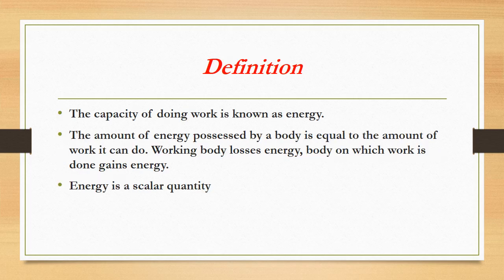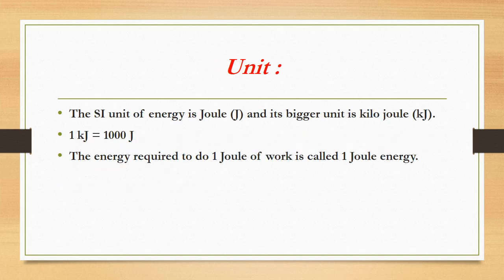Let's move to the definition, or how we can define energy. The capacity of doing work is known as energy. We studied what is work. For doing work, we need some energy. An energetic person can do more work, isn't it? So the capacity of doing work is known as energy. The amount of energy possessed by a body is equal to the amount of work it can do. If you are doing more work, it means more energy spent. Am I right? A working body loses energy, and a body on which work is done gains energy. So energy is also a scalar quantity.